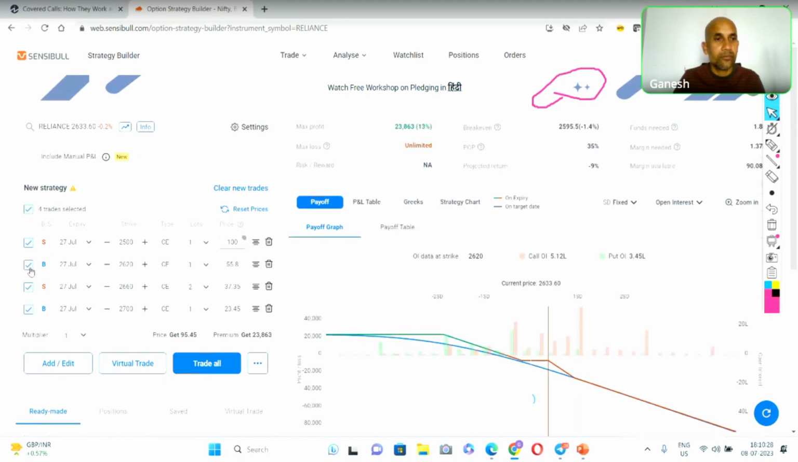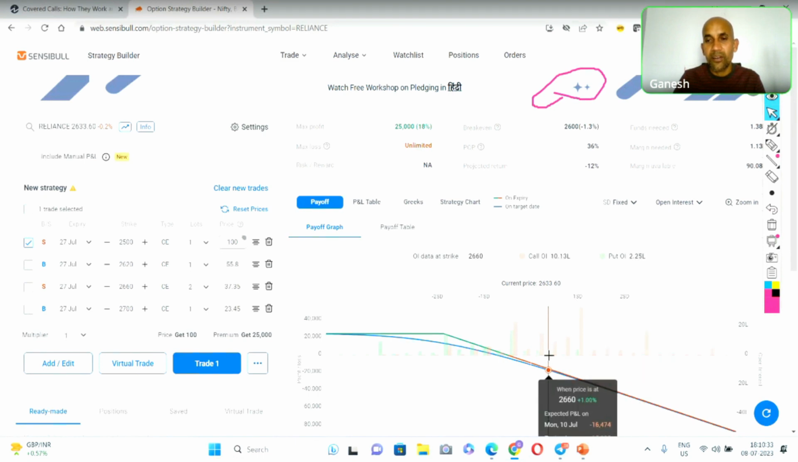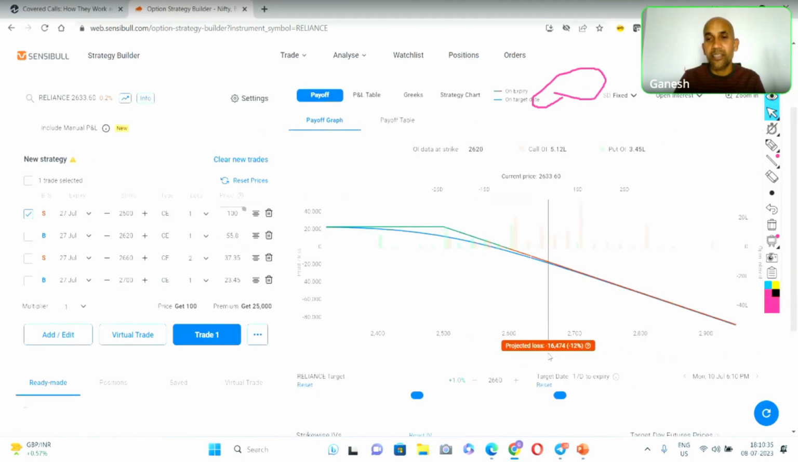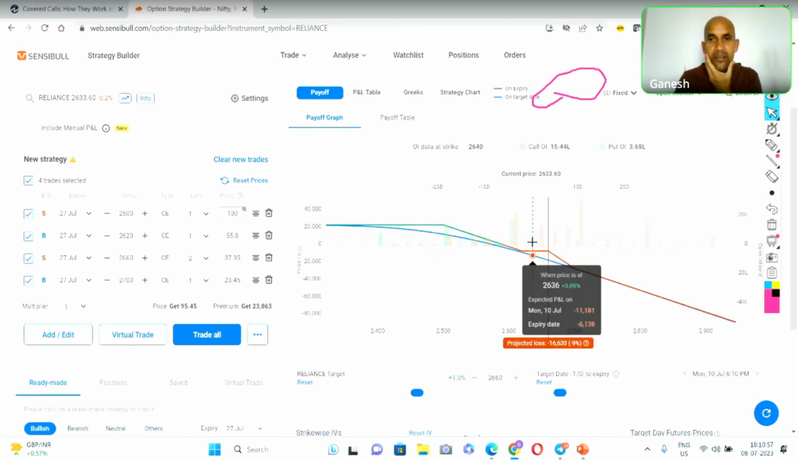2,660. What is the loss? 16,000. See, what is the loss at expiry? 15,000 loss. If you don't make any adjustment, you don't add butterfly, call butterfly. Let's say you have not added call butterfly. Loss at this spot at expiry is 15,000. If we enable call butterfly, at the same strike, what is the loss? 6,000.